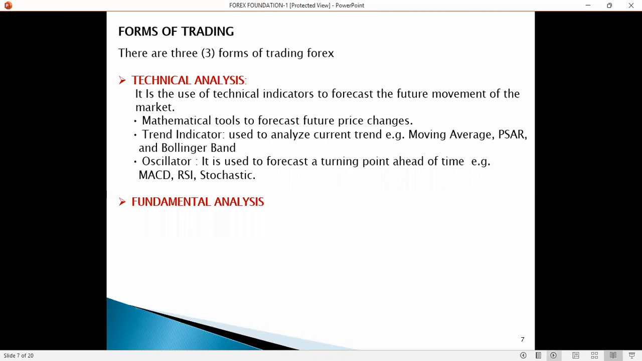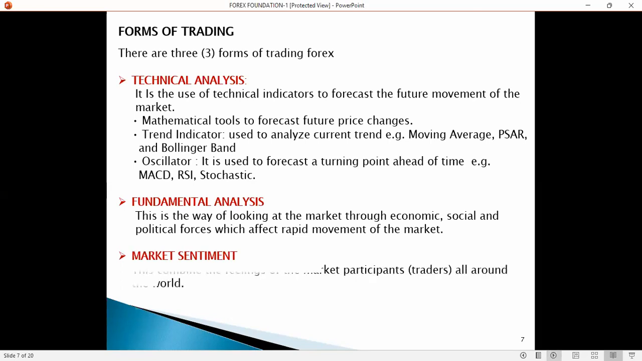Okay. So now the next one right here is market sentiment. What is market sentiment? This combines the feelings of market participants, traders around the world. You must have heard from a lot of people saying, okay, the pair is going up, let's go and buy. People rush in, they buy. The pair is going down, people rush in, they sell. That is what market sentiment is all about.